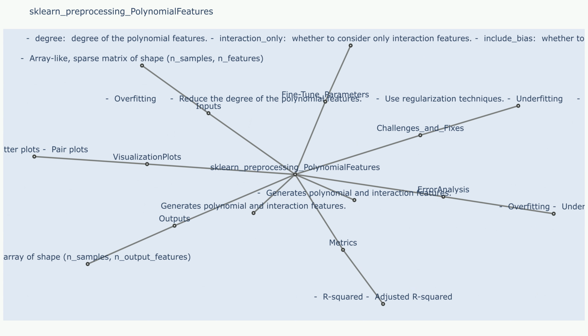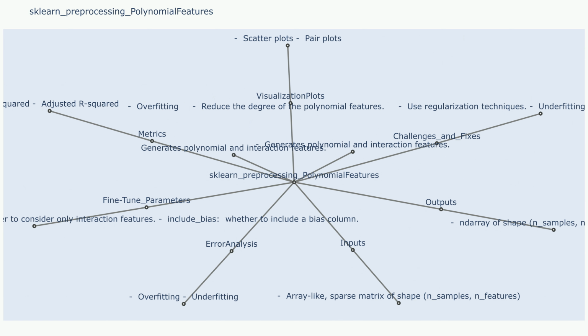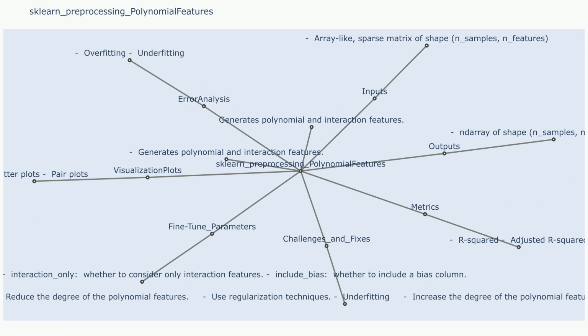Metrics. Model performance. Polynomial features often lead to improved model performance, especially when dealing with nonlinear relationships in the data. However, it's crucial to use techniques like regularization to prevent overfitting. Feature interpretability. The interpretation of polynomial features can be more complex compared to the original features, as they represent interactions and nonlinear relationships. Visualization plots.